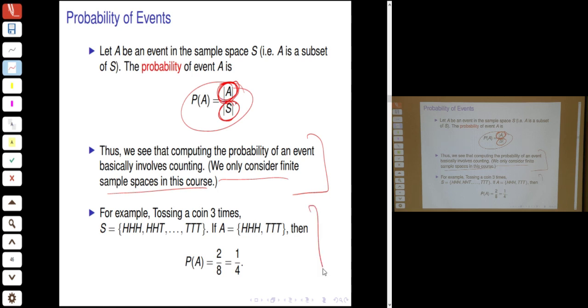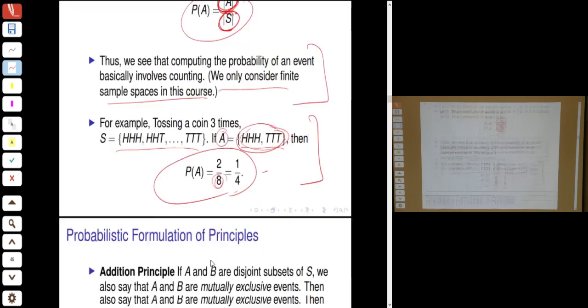Tossing a coin 3 times is an example. If you toss a coin 3 times and you are looking at the event that you get the same outcome 3 times, so head, head, head or tail, tail, tail, then the probability of A is 2/8, which is a quarter. Again, you are just counting the total number of outcomes which favor the event A and dividing by the total number of all possible outcomes in the sample space.